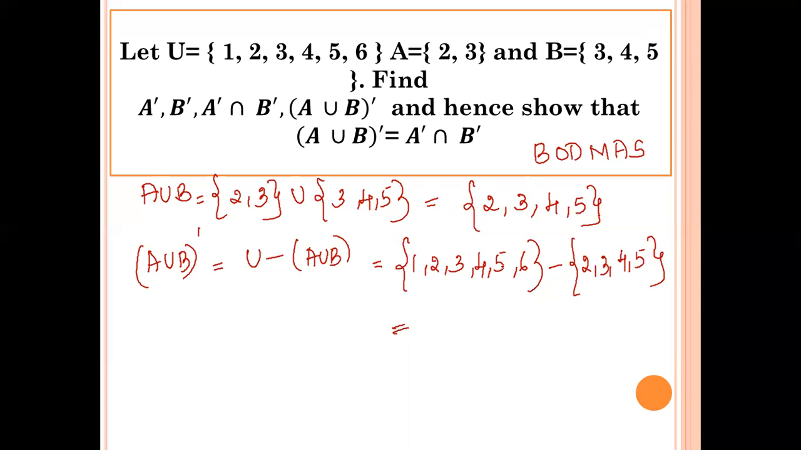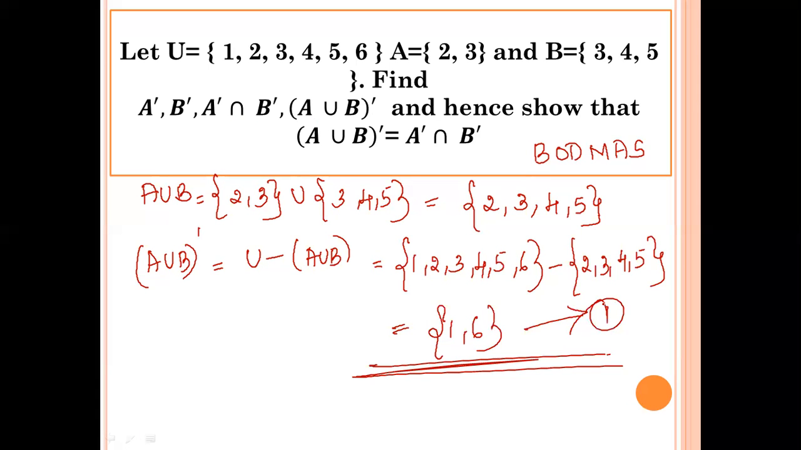2 3 4 5. So what remains? In U, 1 and 6 remain. So what is A union B whole dash? It is 1, 6. Now, I think I directly jumped to what is A union B whole dash. We had one more question to find, A dash intersection B dash. So we'll find what is A dash intersection B dash. I'll take this as 1.